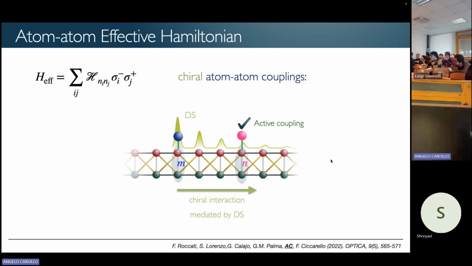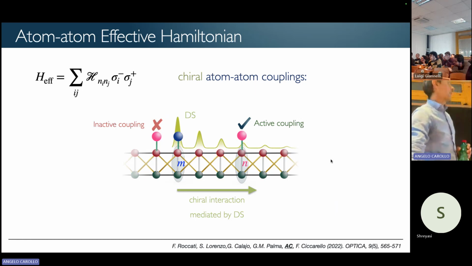Again, with the picture that we discussed initially, you have an atom-photon bound state, and an atom on the left sees the bound state, whereas an atom on the right doesn't see anything, so it doesn't interact. Okay, so that explains the chirality.